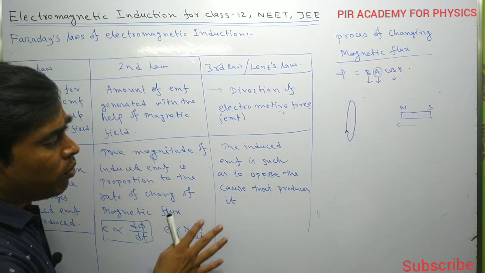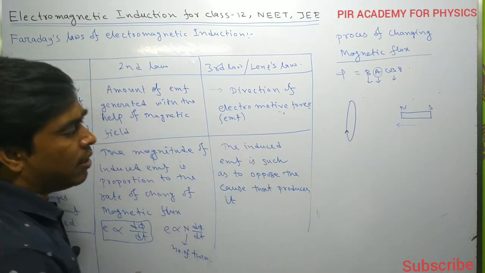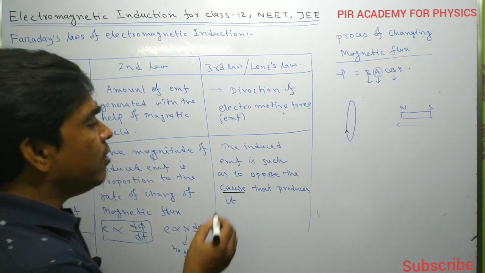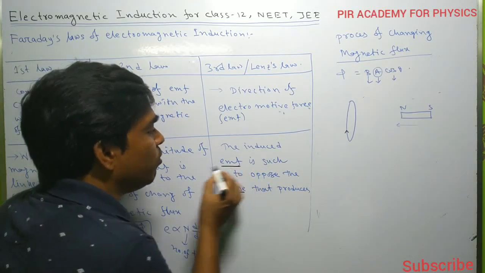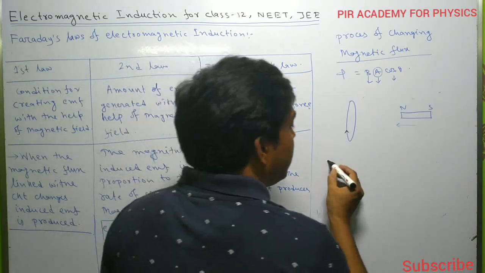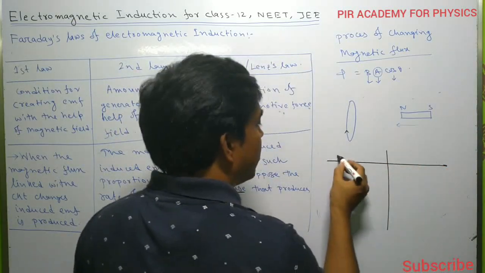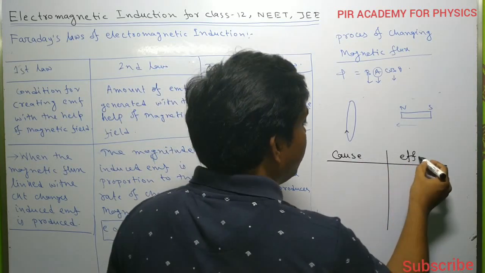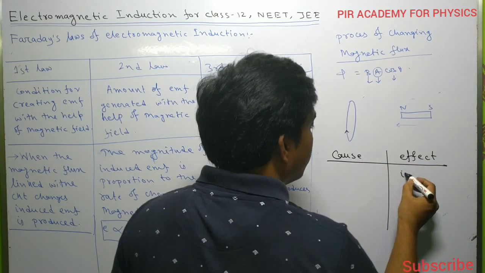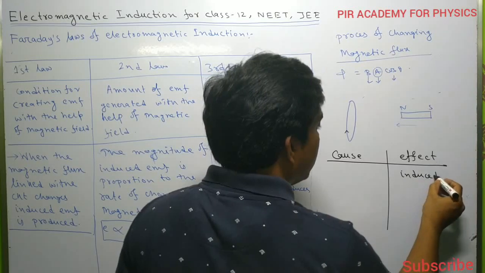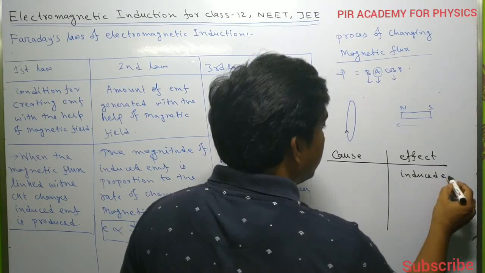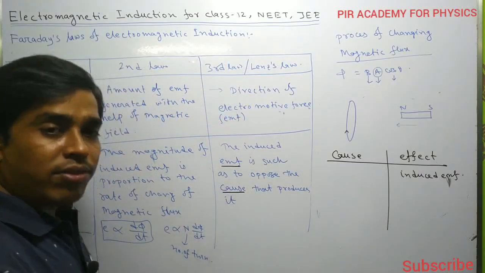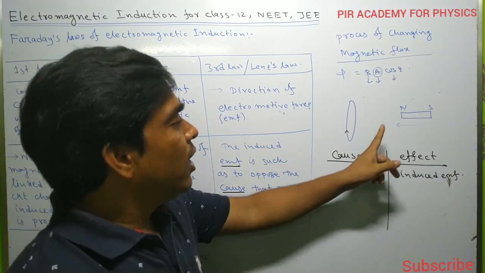You have to think about it. There is a cause and there is an effect. The effect is induced EMF. That means there is a cause and effect. The effect is induced EMF. And the cause, what is the cause? The cause is change of flux.